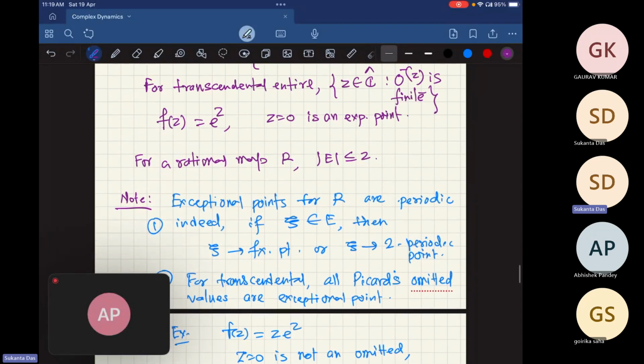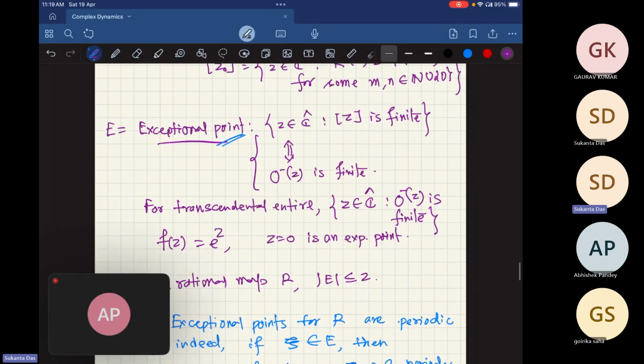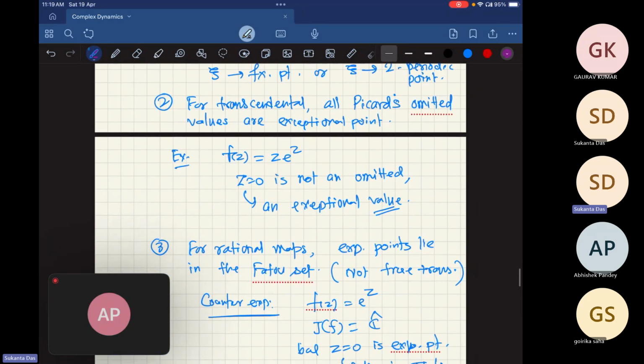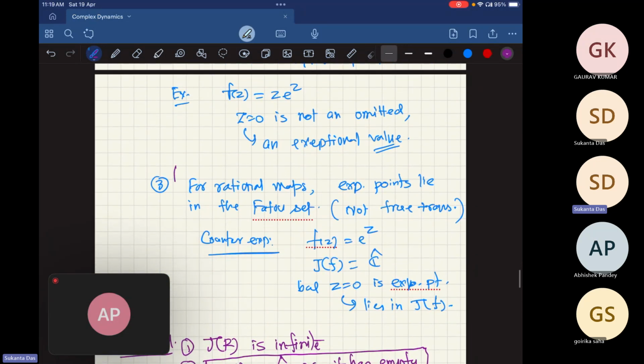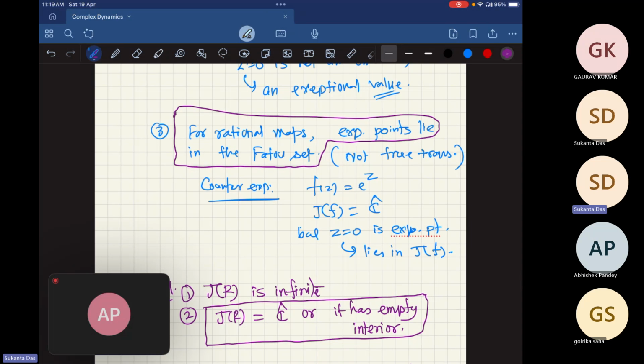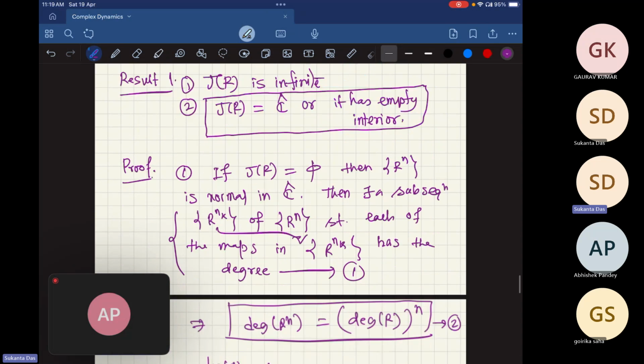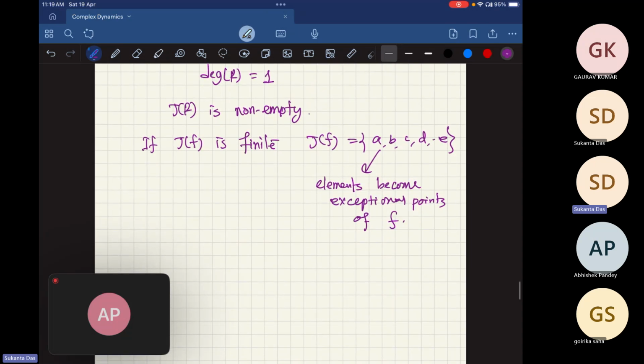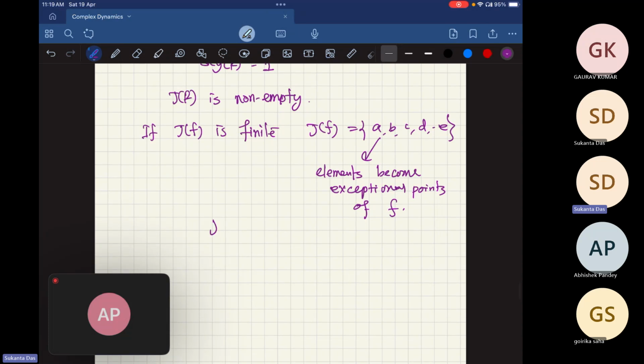That is not the case, because I have said here that, for rational maps, all the exceptional points lie in the Fatou set. I can give you the idea why. If I take my Julia set to be finite, all the elements become exceptional, so we have a contradiction. So the Julia set must be an infinite set.